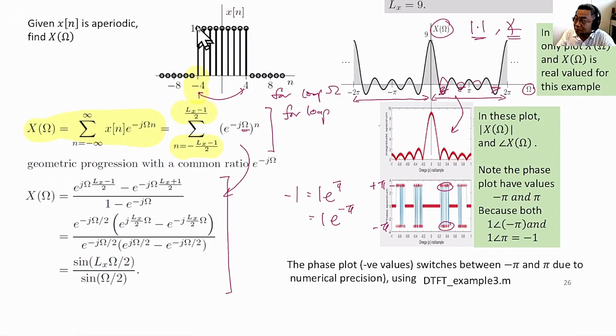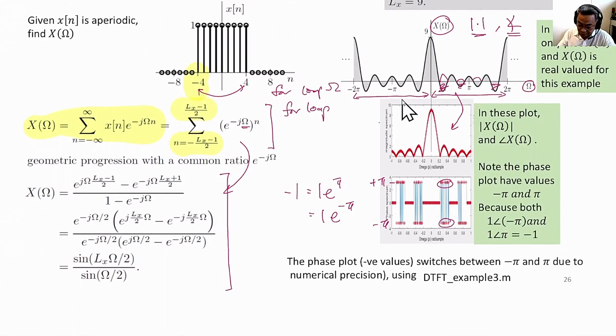Because when omega equals 0, you are adding up 1 plus 1, 9 times. Okay, that's it for this page.